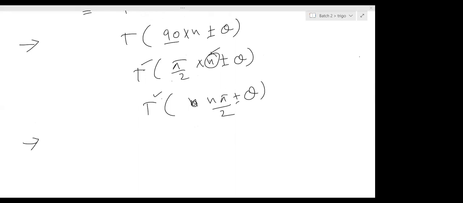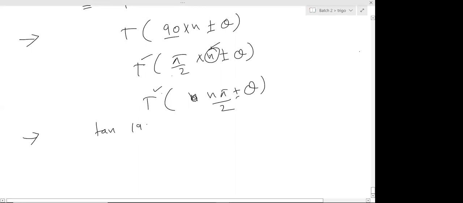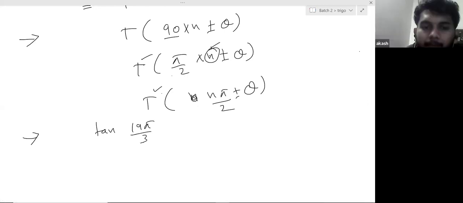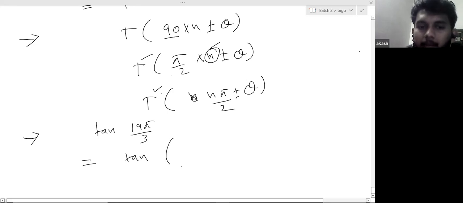All right. Let's see this question. Tan 19 pi by 3. All right. How to solve this one? Same method. First, let's break it down. So let's break this 19 into numbers that will be divisible by 3. So we can write this as 18 pi plus pi by 3.